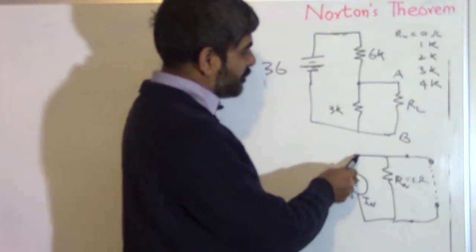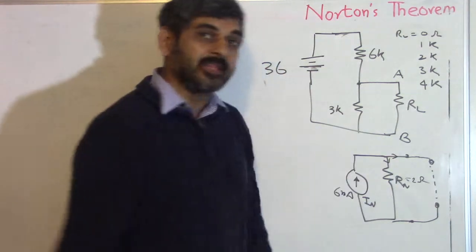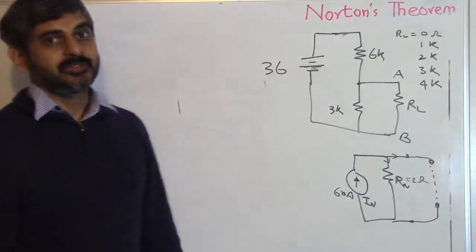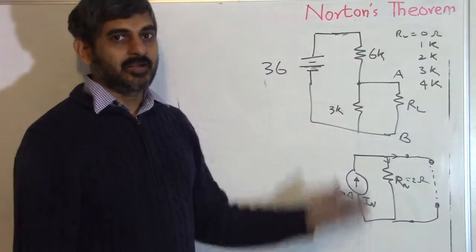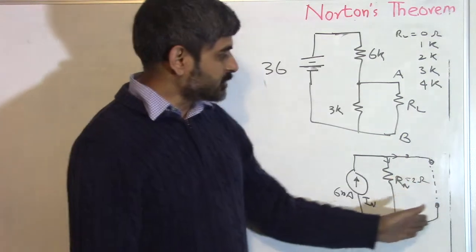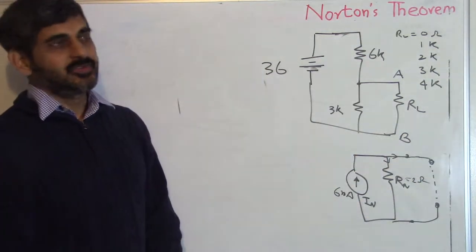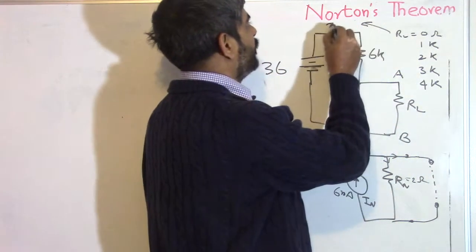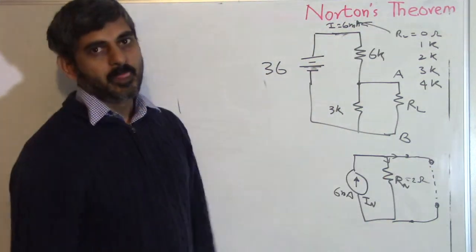What if I short this thing? Usually the current coming from here will divide in this branch and this branch depending upon the ratio of the resistors. The one that has a lower resistance will have a higher current. The one that has a high resistance will have low current. In this case, this is a short circuit, so the current will find the path of the lowest resistance, which is 0. So all the current will flow through this. In this case, the current will be equal to 6 milliampere.